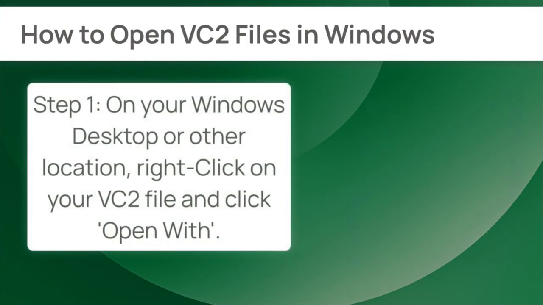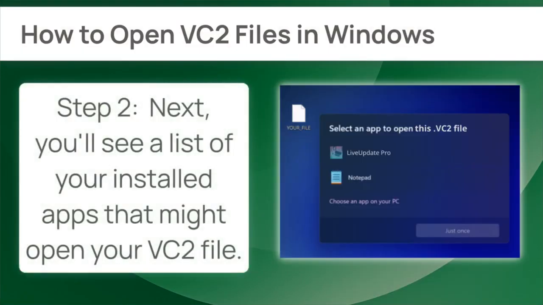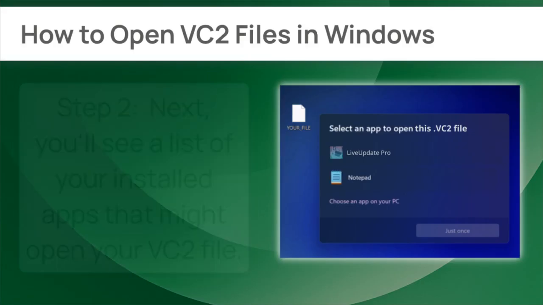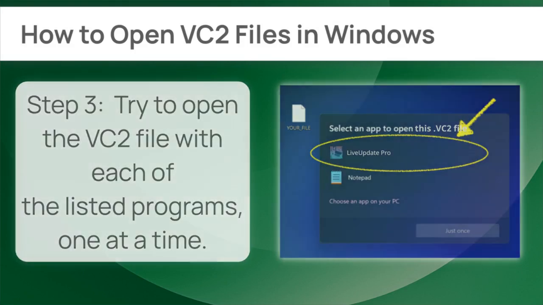To guarantee success, right-click your VC2 file and select Open With. If LiveUpdate Pro is available, test it. If not, choose another application. We are looking for the software that accepts the VC2 format.